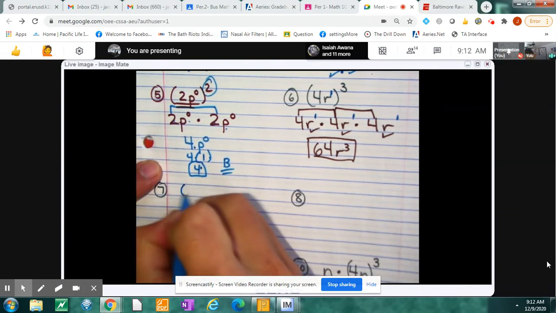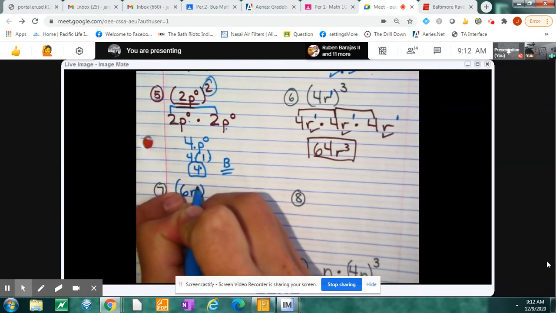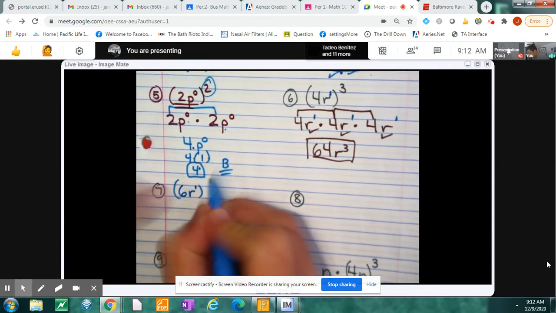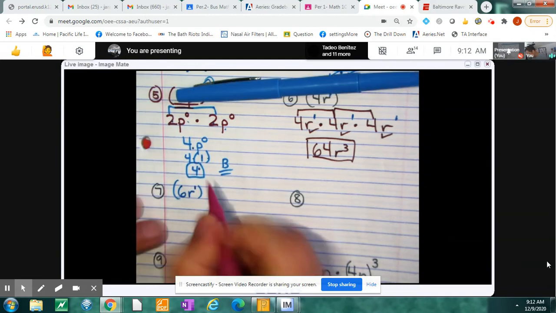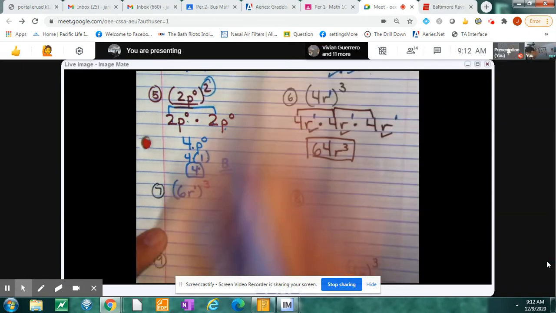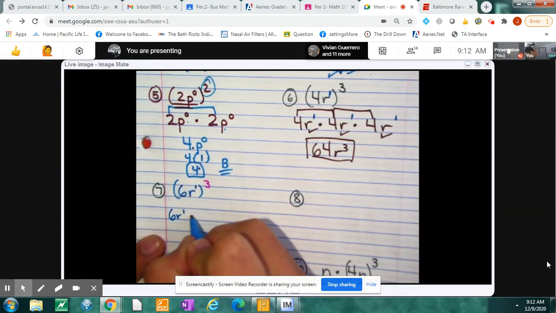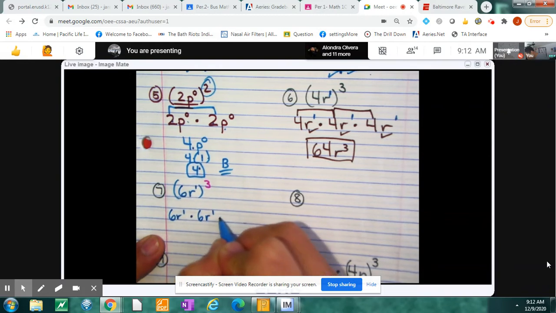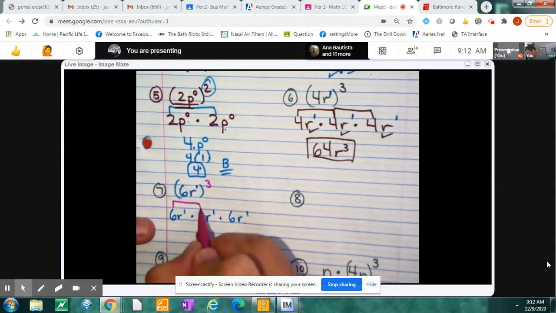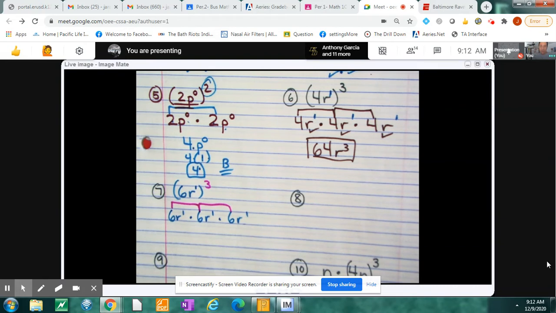And you have the same thing. 6r, which is to the power 1, but you don't have to put 1, and you're going to raise that to the power of 3. All right, so basically you're multiplying it 3 times. So we're going to go ahead and write that. 6r to the 1 times 6r to the 1 times 6r to the 1. And that's it. Then you're going to multiply the coefficient. 6 times 6 times 6. Does anybody know what 6 times 6 times 6 is?